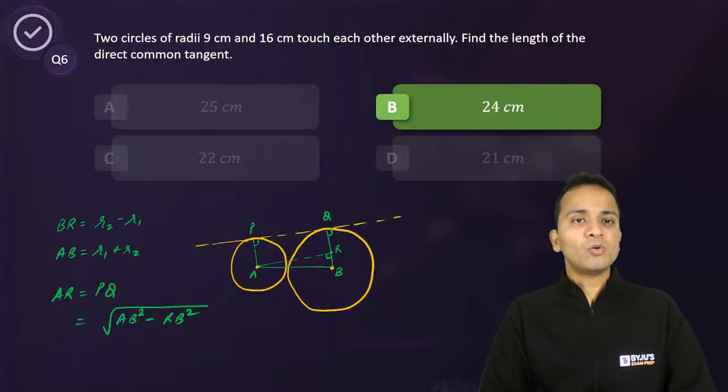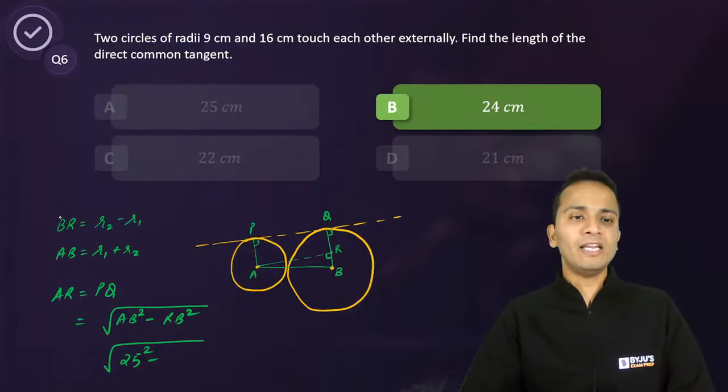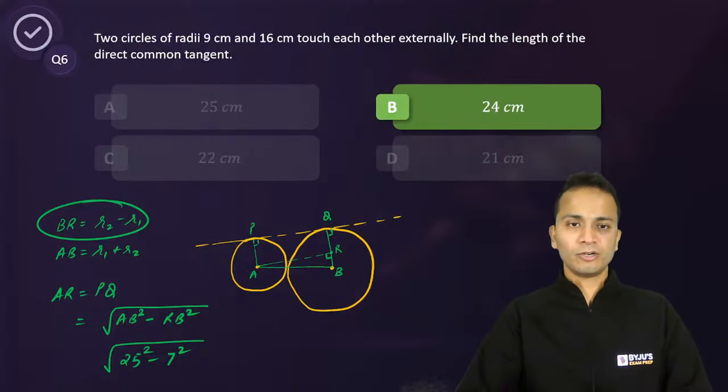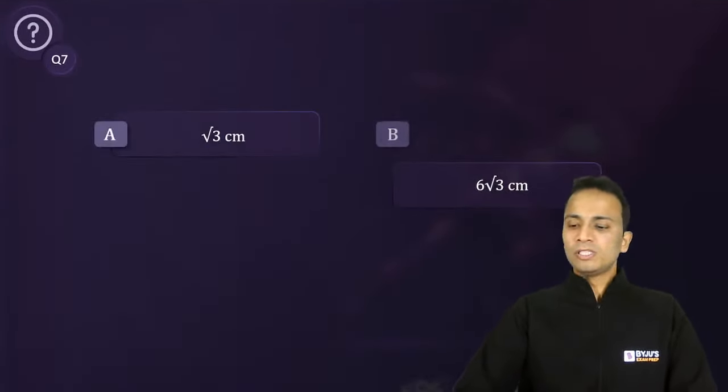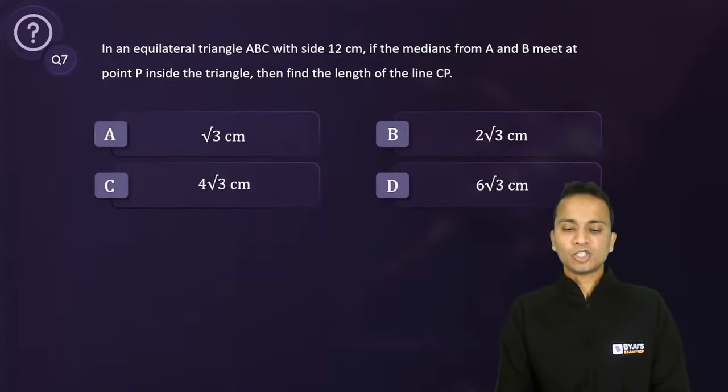The value of AB is given, 9 plus 16, that is 25. So under root of 25 square minus, what will be the value of RB? It will be the difference of the radii, that is 7. So 25 square minus 7 square whole under the root will be the final answer for this question. All right. So this is how the diagram will look for this one. Am I clear?